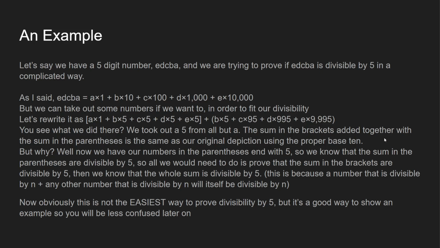So the sum in the brackets added together with the sum in the parentheses is the same as the original, right? So B times 5 plus B times 5 is B times 10. C times 5 plus C times 95 is C times 100. So that's the purpose, so that you understand the idea of us separating it out so that we can get numbers in parentheses that are all divisible by one number, and then have another number added up together in brackets that we have to prove their divisibility for.